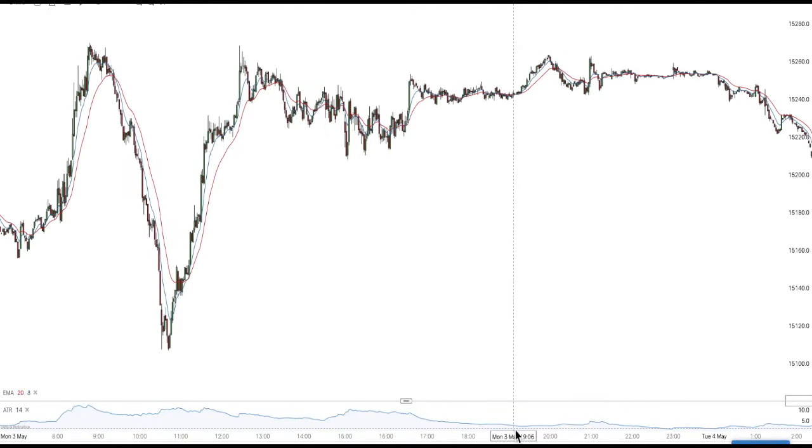Right, so this is the 2-minute chart on the DAX, and I'm going to take you through this week of trading. This is Monday the 3rd of May that we're looking at now.